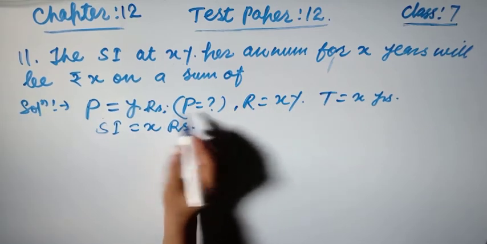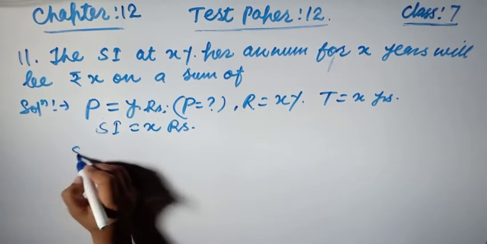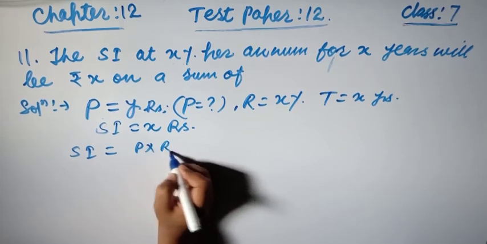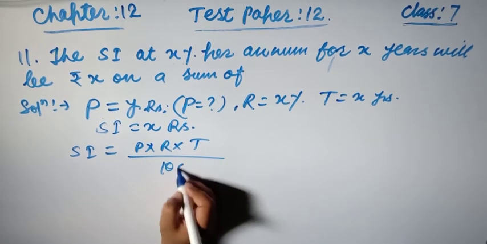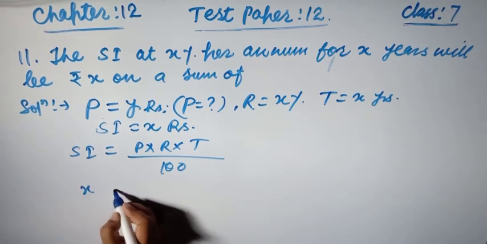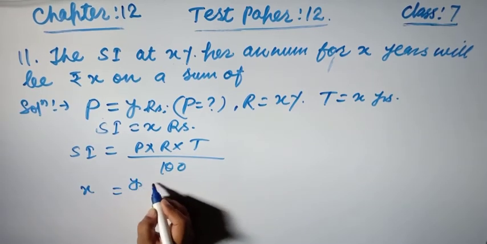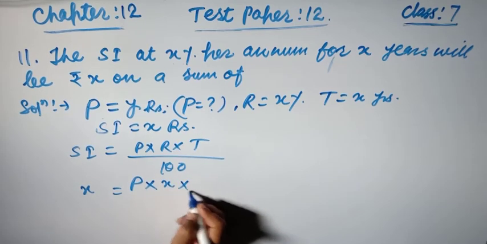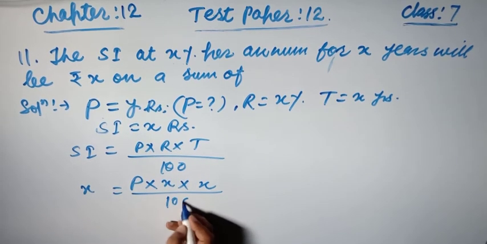What about the sum? We have to write it now from the formula SI is equal to P into R into T divided by 100, friends. So SI is equal to X, P is what we have to find, so we can write P as it is, R is equal to X percent, time is X years, and this is 100.